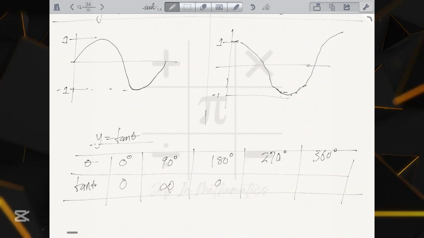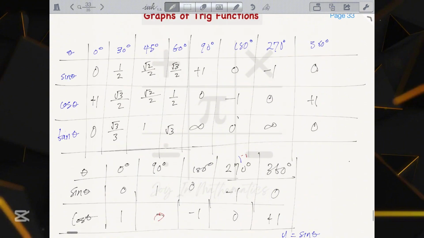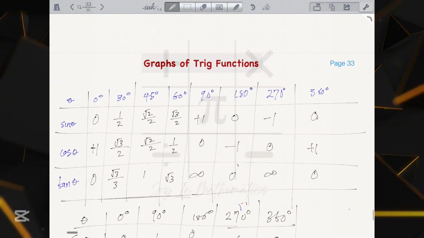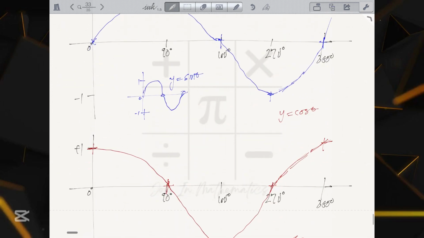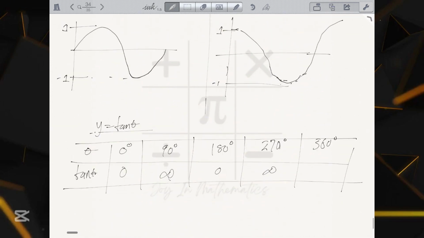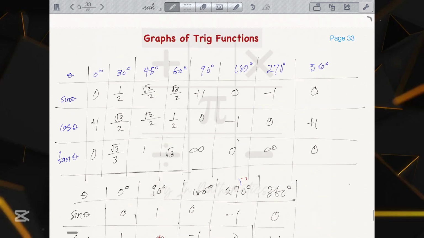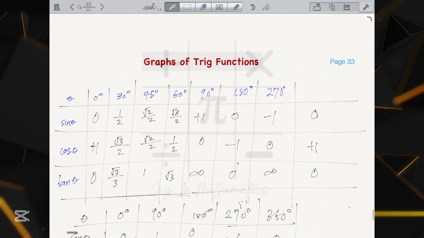When theta is 270 degrees, our tan theta is what? When theta is 270, our tan theta is infinity. When theta is 360 degrees, we can see now that our tan theta is also equal to what? 0.